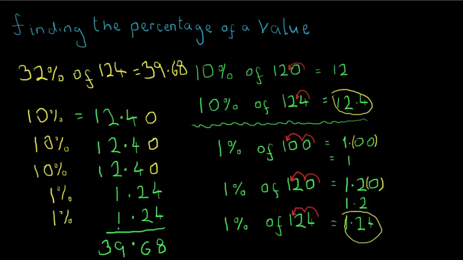39.68. It's far more involved, isn't it, than finding 10% of a number that ends in 0, or finding a percentage which is a multiple of 5%, because in that case the 10% 5% rule was pretty much straightforward.